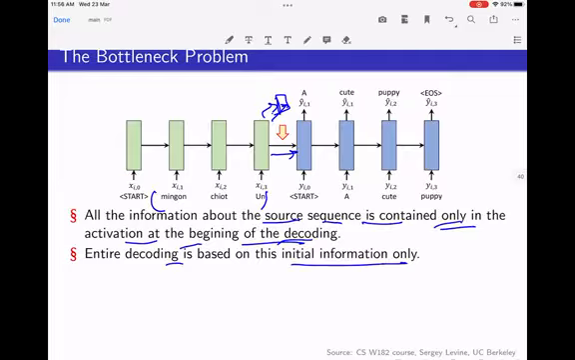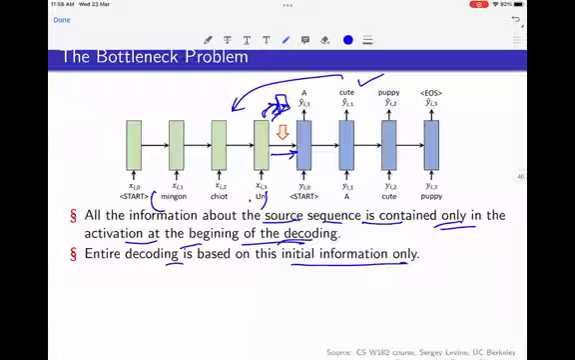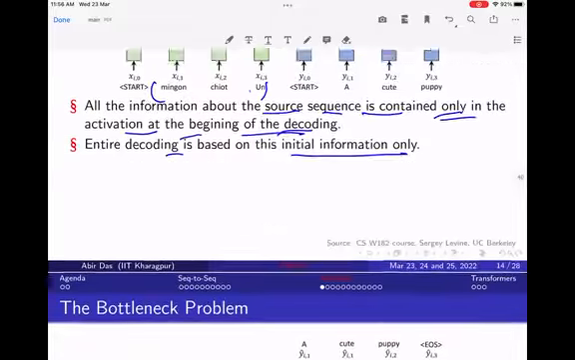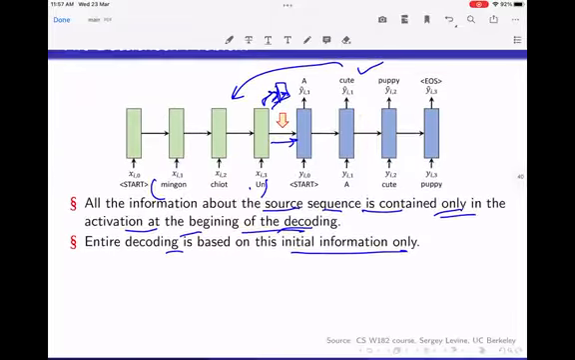So this decoder does not get a chance to revisit what was there. Maybe it has forgotten something, and it is trying to generate what follows on, but this representation was not giving it. It would help if it could revisit. That is not happening here, and that is the bottleneck: everything is summarized here.